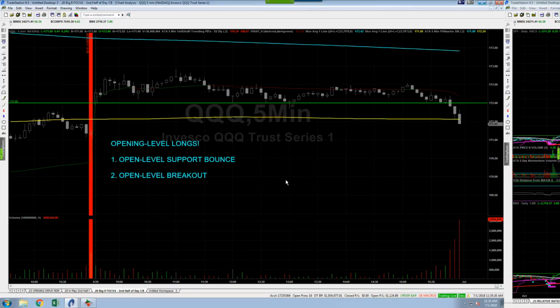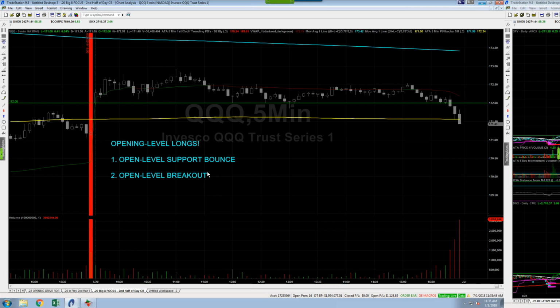All right, guys, so first we're going to talk about long opportunities using the opening level. Now, you guys can take this approach and twist it and put it together any way you like. Here's how I've been looking at it, guys. For longs, using the opening level, I've been looking for two kinds of trades: the first one being that open level bounce off of support, and the second one being an open level breakout.